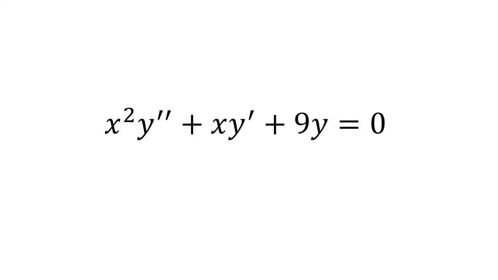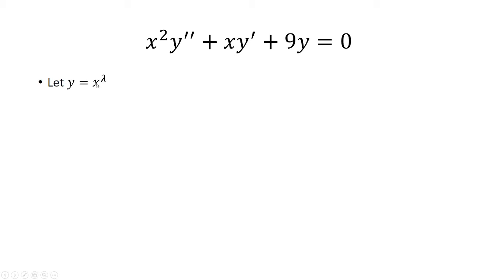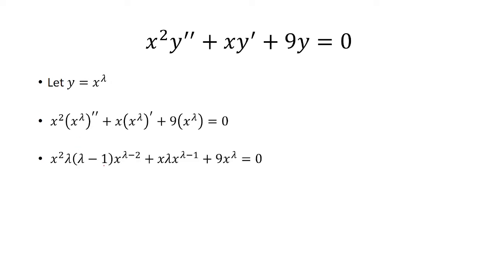In this video, we solve this differential equation. So first we're going to let y equal x to the lambda power, and we're going to substitute that into the original differential equation. In order to take the derivative, we're going to use the power rule. So bringing down the exponent, subtracting by 1. For the second derivative, we have to bring down two exponents, and then subtract the exponent by 2.